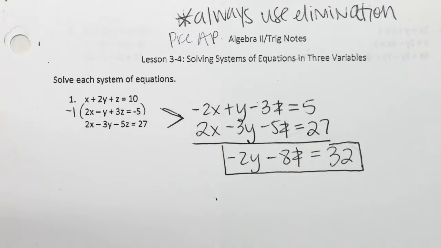Now, we canceled out which letter? X. You have to cancel out the same letter. You can't cancel out a different one. We have to cancel out X. We've committed to it. But you have to pick two different equations. You can't use 2 and 3 together anymore.